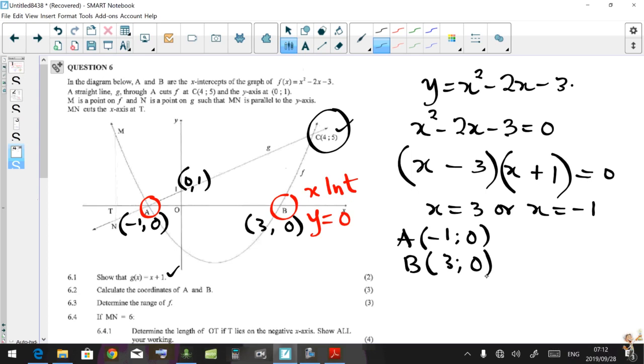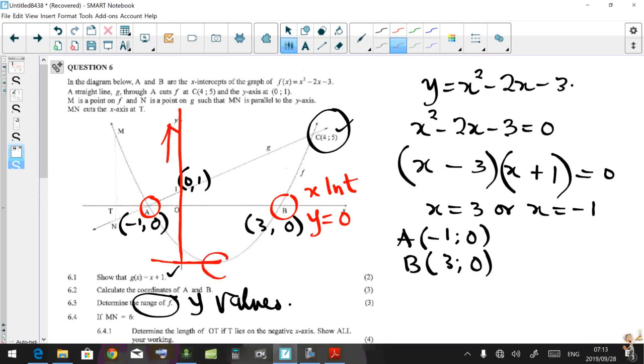Determine the range of f. What does range mean to you? Range simply means y values. And if you notice, look at your graph. Where does your y start from? Your y actually starts from here, going up. All of these are your y values. But from here, what is this point?